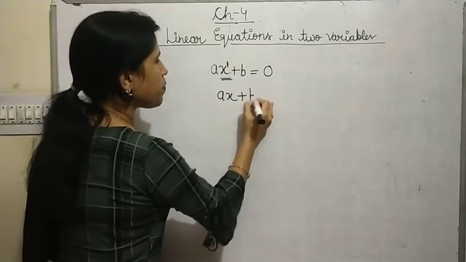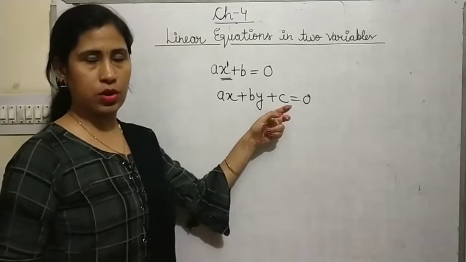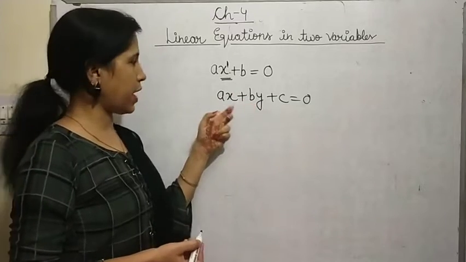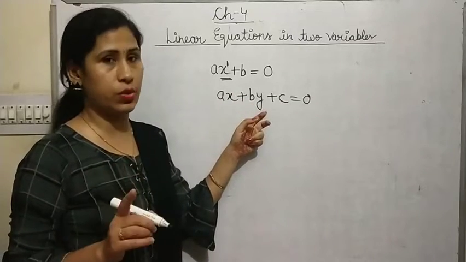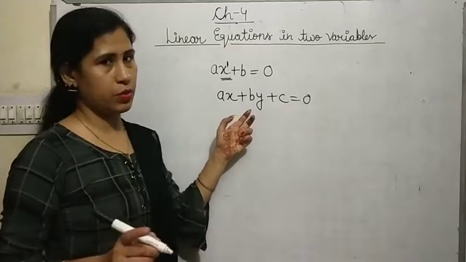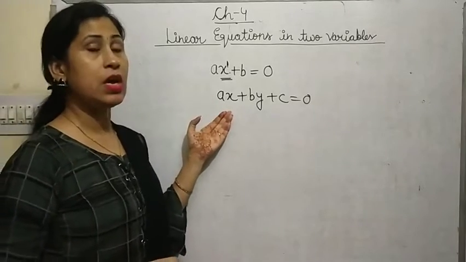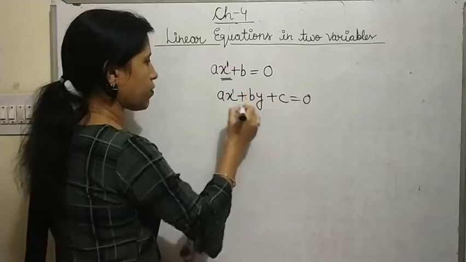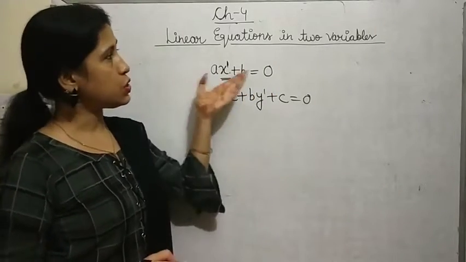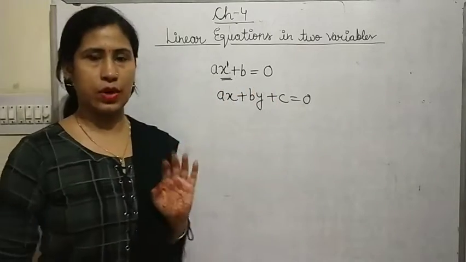Ax plus by plus c is equal to 0. Here c is your constant, and a and b are the coefficients of your variables x and y, and they should not be equal to 0. C can be 0, no problem, but a and b should not be 0. So we can say a linear equation in two variables is an equation with two variables and with power 1, meaning here power 1, here also power 1. This is the ideal condition of a linear equation in two variables. Fine. If we are not writing the power 1, we will write it like this only.